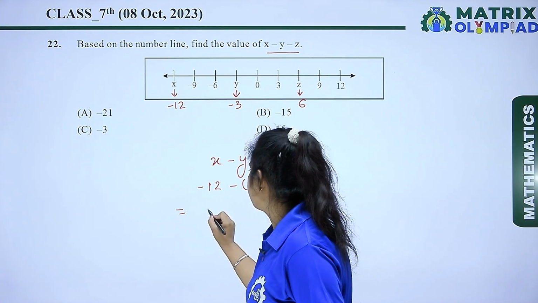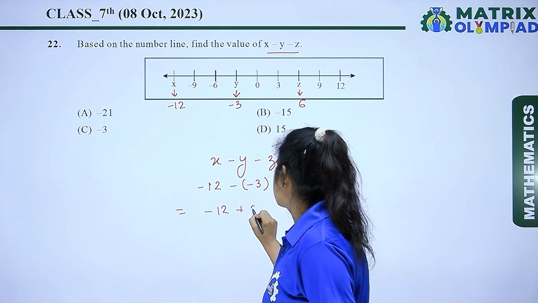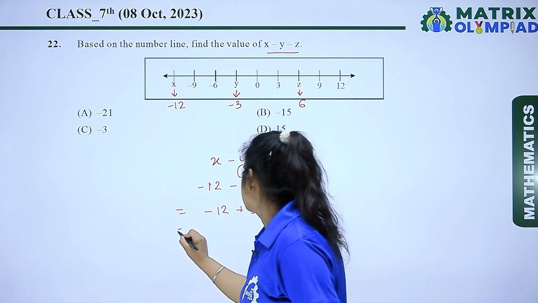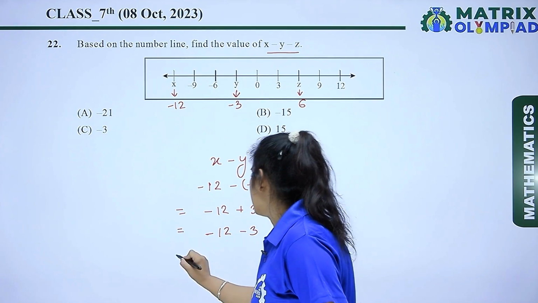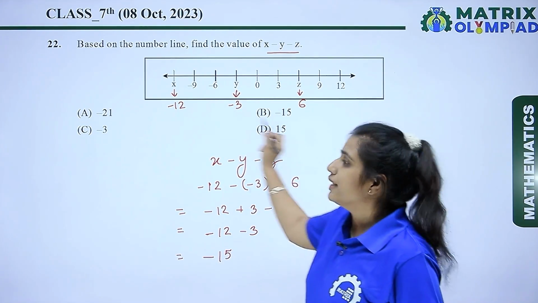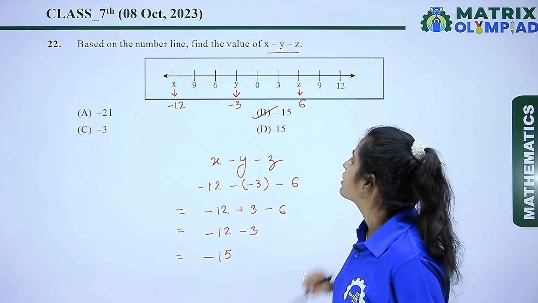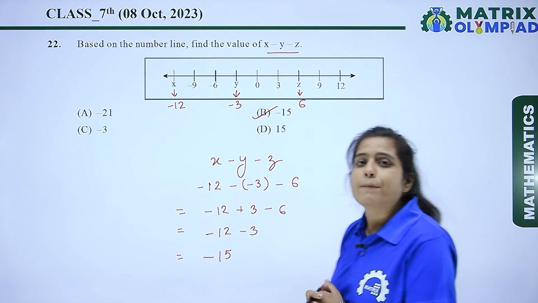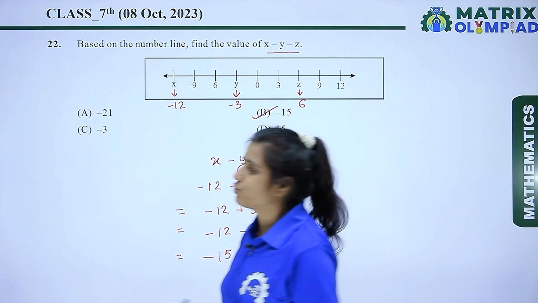Let's solve it. Minus 12, minus of minus 3, minus 6. So here minus 12 minus 3, and we get negative 15. So let's check the options. Option B is negative 15. So B is the correct answer. Let's move on to the next question.